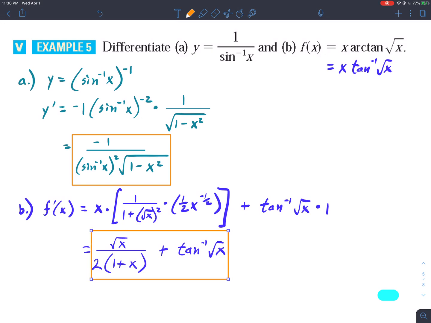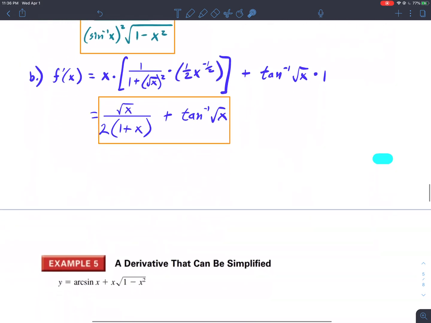I'm pretty sure that my math lab question would accept something like that. I'm sorry, WebAssign, not my math lab. All right, there we go. Slightly more complicated again. This one was a chain rule problem, and then this one was a product rule problem. Let's roll on. We're almost done.